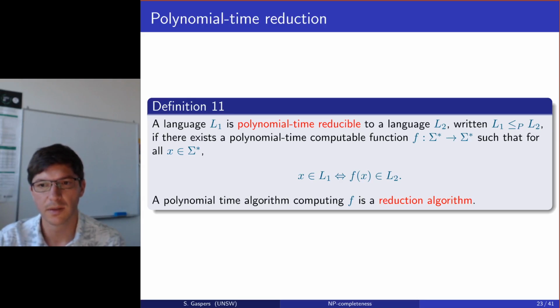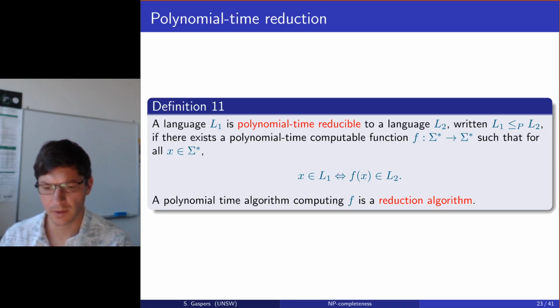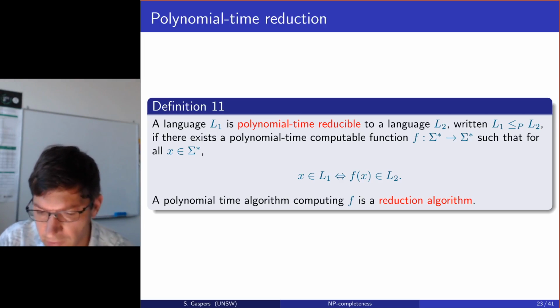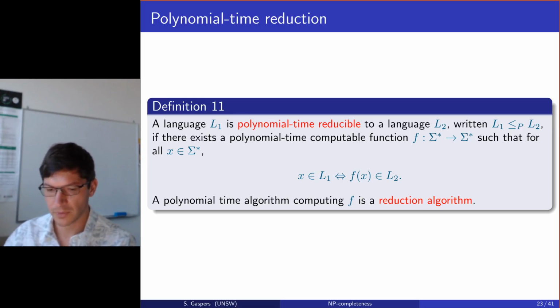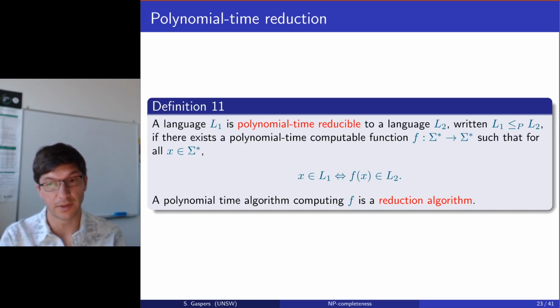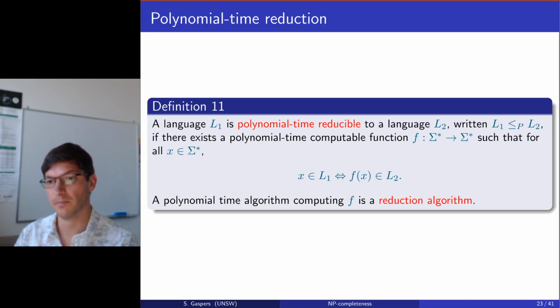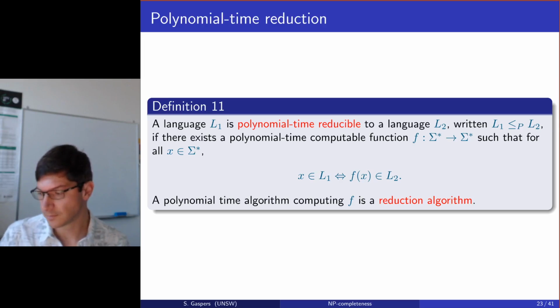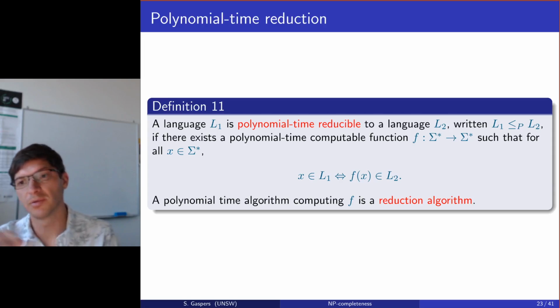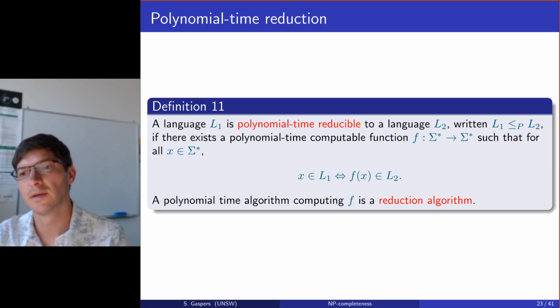Okay, and now a polynomial time algorithm that computes this function f, so f is polynomial time computable, is a reduction algorithm. So what does it do? It takes an instance for L1, does some computation, and outputs an instance for L2, and that instance for L2 must be a yes instance of L2 if and only if the input was a yes instance for L1. If it was given a no instance for L1, it also needs to produce a no instance for L2. So yes instances for L1 get mapped to yes instances for L2, and no's for L1 get mapped to no's for L2.